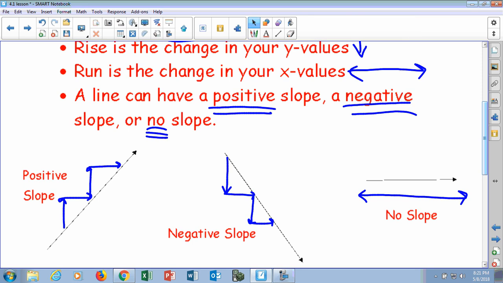So that pretty much takes care of investigation 4.1. And then this is going to lead into what we're going to do a lot now in 4.2 notes. Okay, so go ahead and take out your 4.2 notes as we end this video on 4.1.